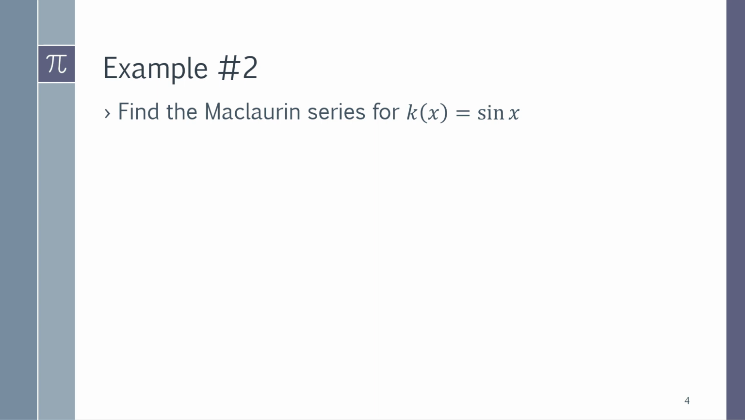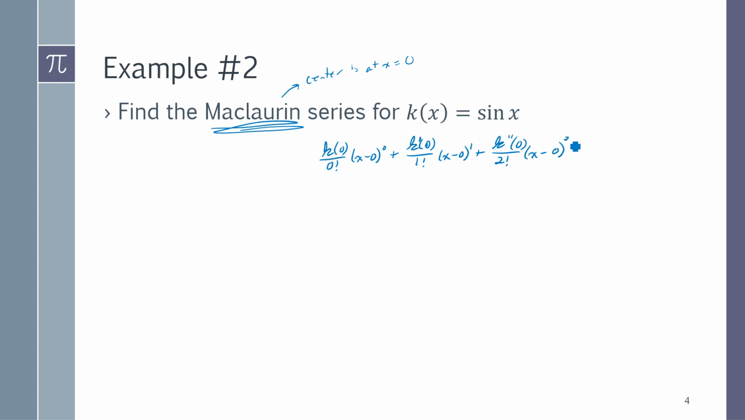So then if I wanted to find the Maclaurin series for k of x equals sine of x, automatically, Maclaurin series tells me the center is at x equals 0. And that's important for me because I need the center to write this. So I'll be doing k of 0 over 0 factorial times x minus 0 to the 0, plus k prime of 0 over 1 factorial times x minus 0 to the first, plus k double prime of 0 over 2 factorial times x minus 0 to the second, and so on.